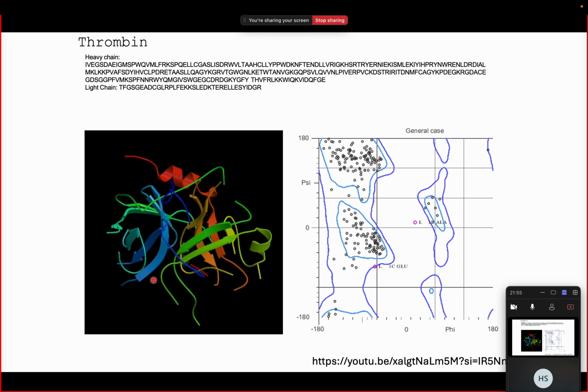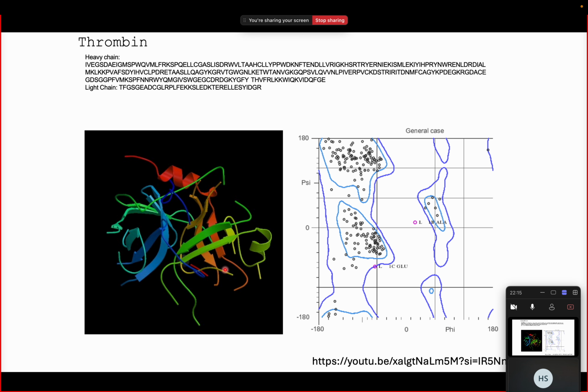Then again, this is the protein sequence of thrombin, and you can see the Ramachandran plot depicting where this protein lies. It is distributed all over the Ramachandran plot. Why? Because it has beta sheets, it has loops, and it has alpha helices also.